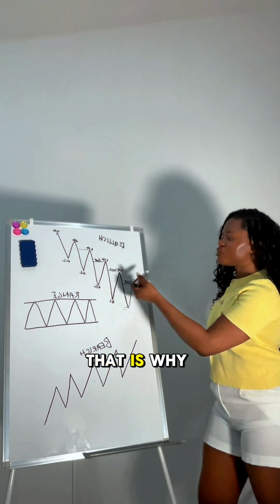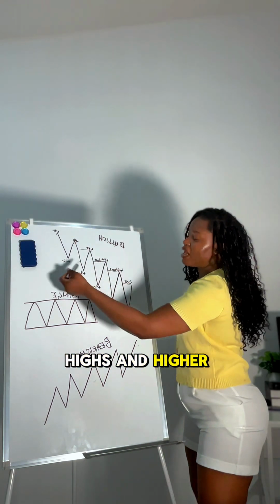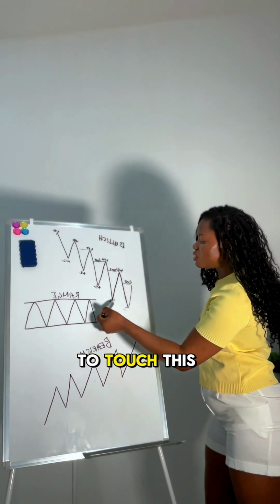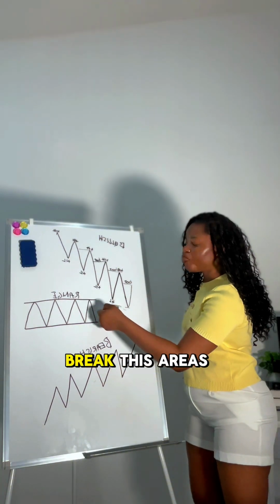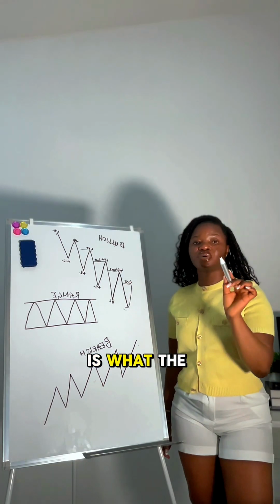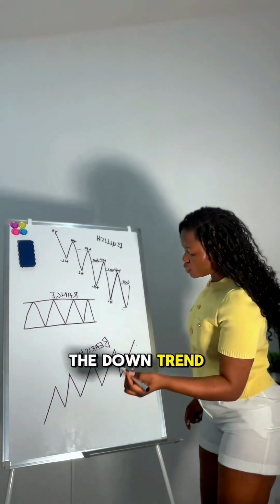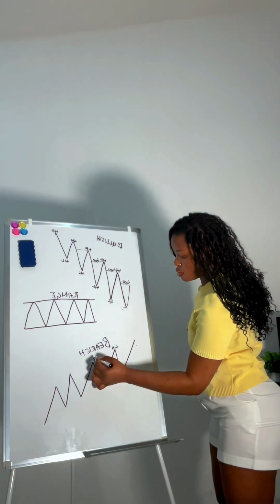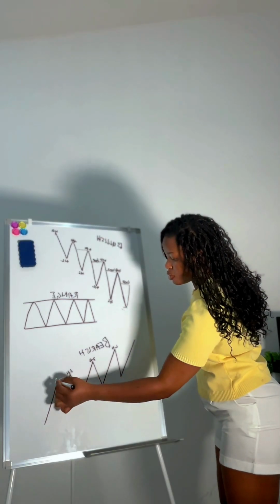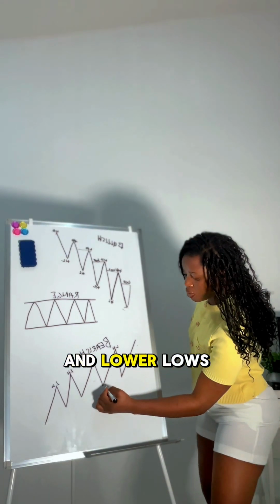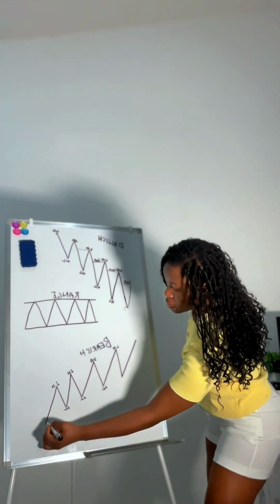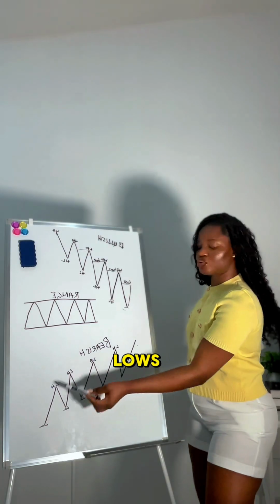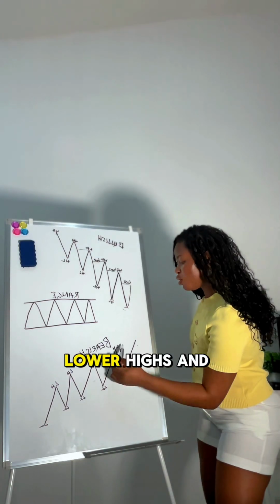Market is trending up. That is why we keep having these higher highs and higher lows, and we keep getting break of structures, and we see that price is unable to touch or break these areas. That is what the uptrend market does. So for the downtrend, price is creating lower highs and lower lows, like that. Price keeps creating lower highs and lower lows.